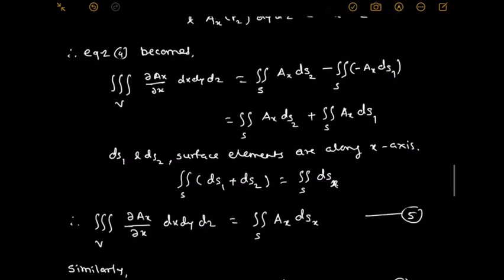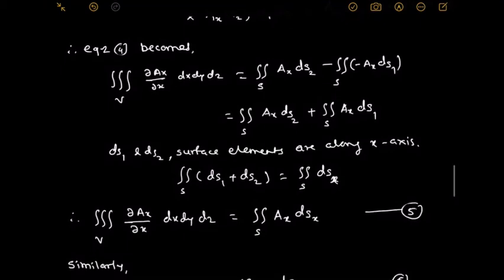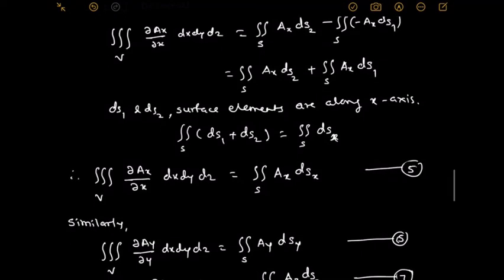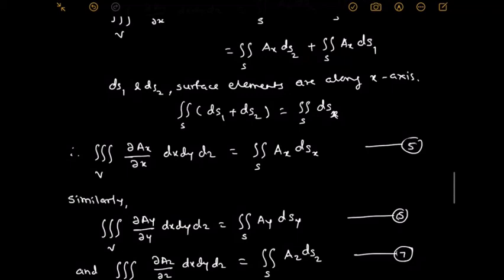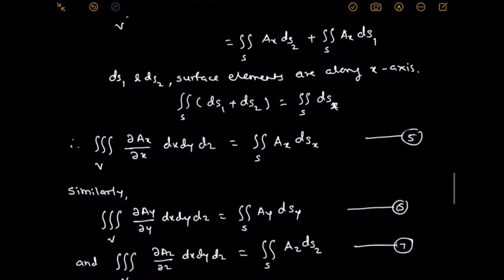Similarly, we find another term in equation number 3. What is the other term? The volume integral of ∂Ay/∂y dx dy dz is equal to, directly we write, the surface integral Ay dsy. This is another small portion of the surface, taken along the y-axis, and that component we write directly as the surface integral Ay dsy.